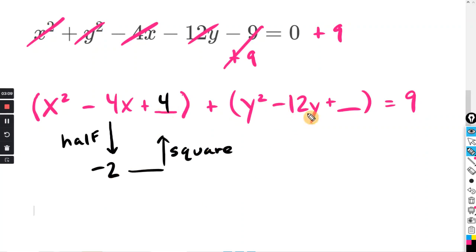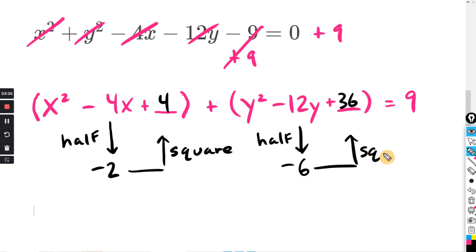Now you do the same thing right here. You want to take half of -12, so that's going to be -6. And then you square it. -6 times -6 is 36. Now, let me just write this out. This is half, and this is squared.